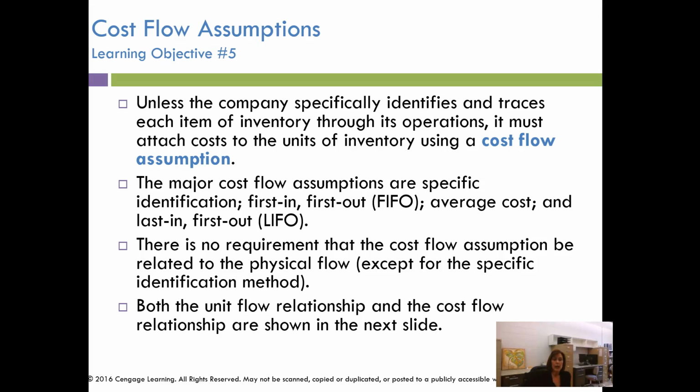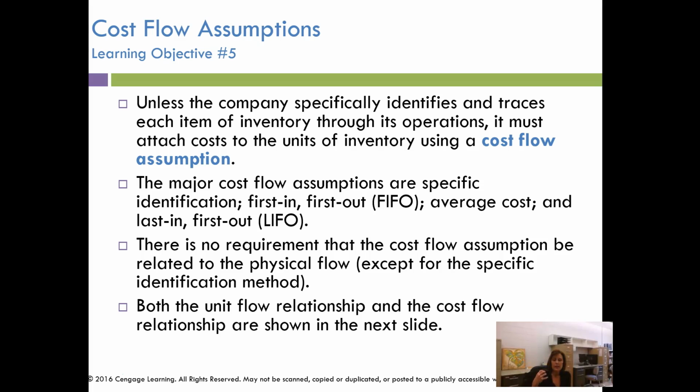The short answer is we care because we potentially paid different prices for them if we bought them in different batches. And that will determine what we paid for them. Our cost of goods sold will be based on what we paid for the items that we sold.